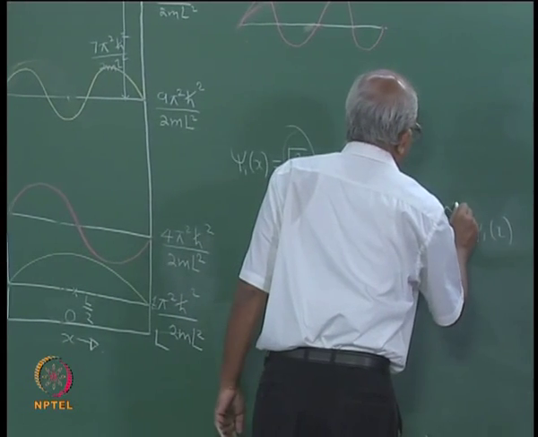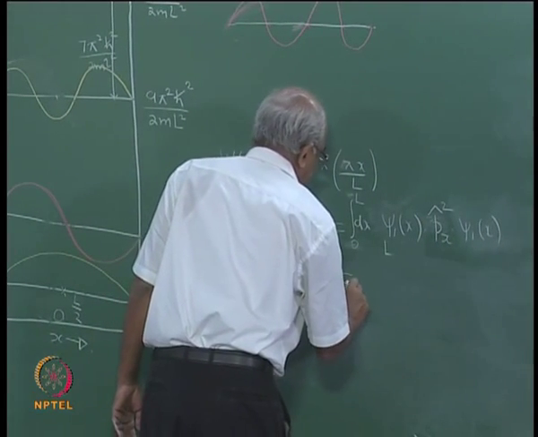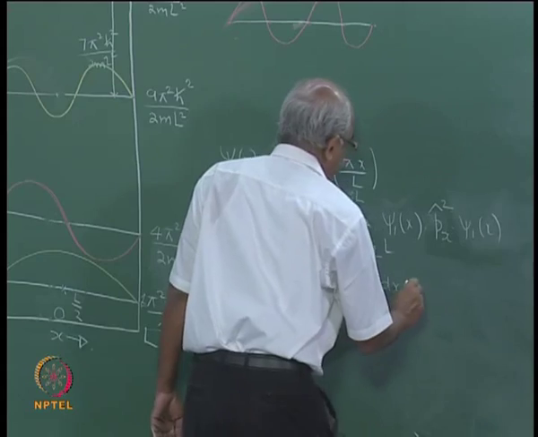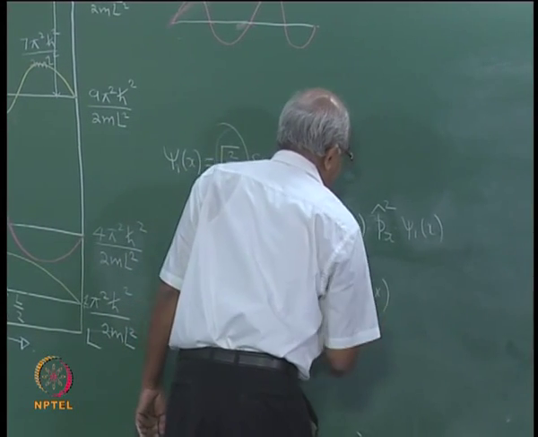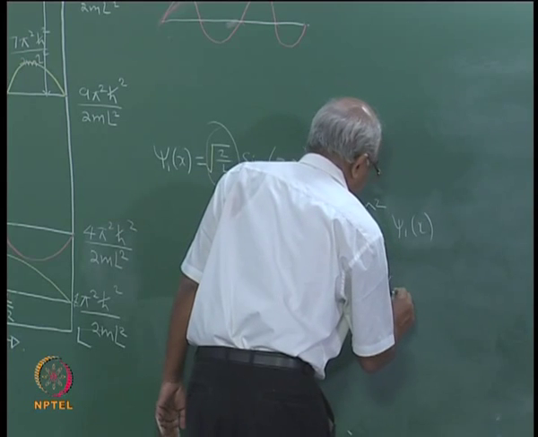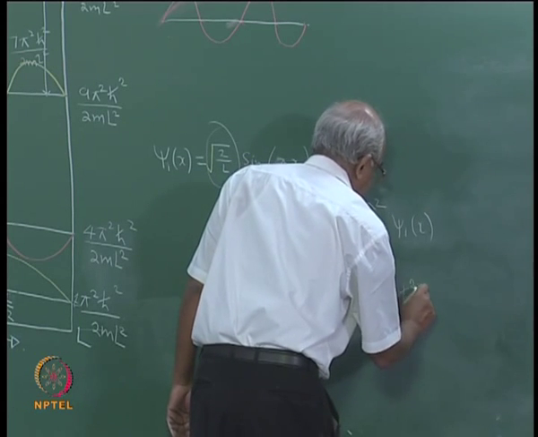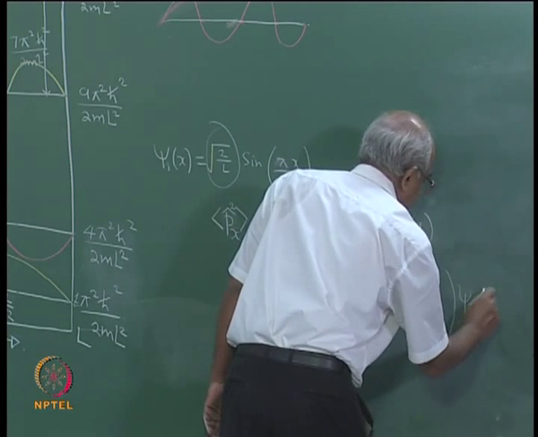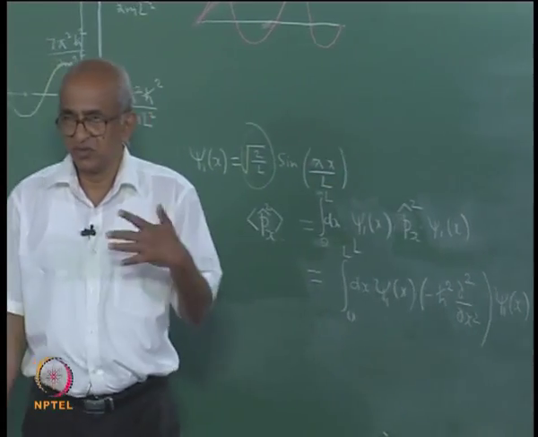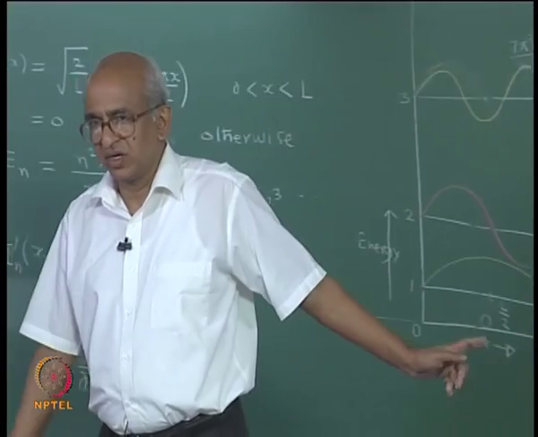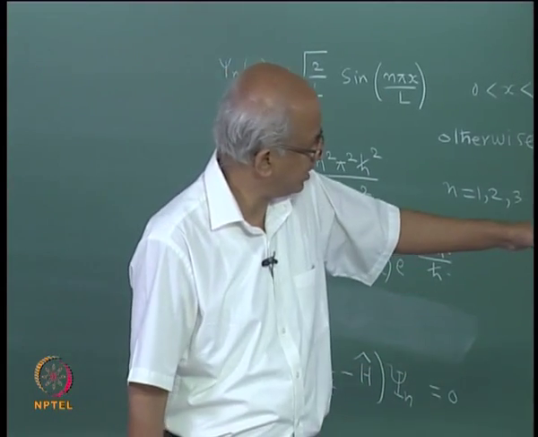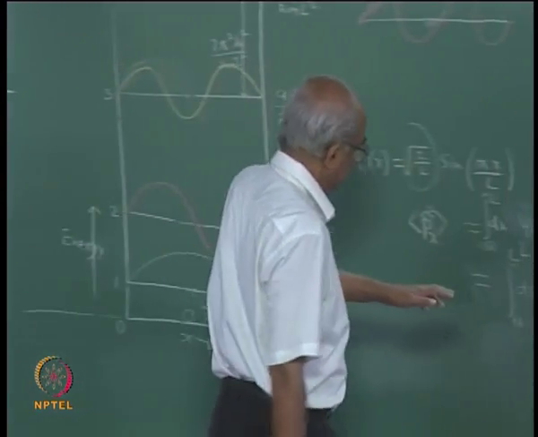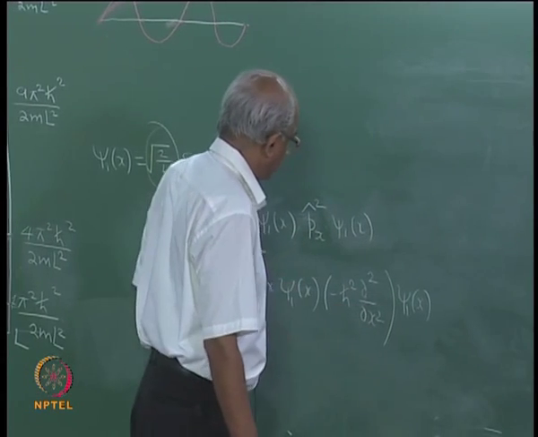You will have to put a px² here, and what is going to happen is you will get integral 0 to L dx ψ1(x) square of px. I know it is just minus ħ² ∂²/∂x² ψ1(x). Remember our discussion of the postulates, in which we did calculate the operator corresponding to the square of momentum, and it is just minus ħ² ∂²/∂x², that is what it is.